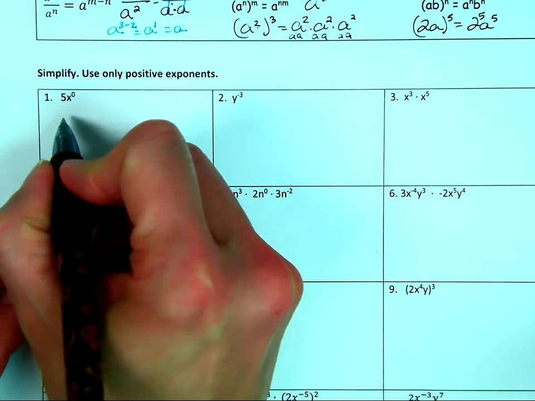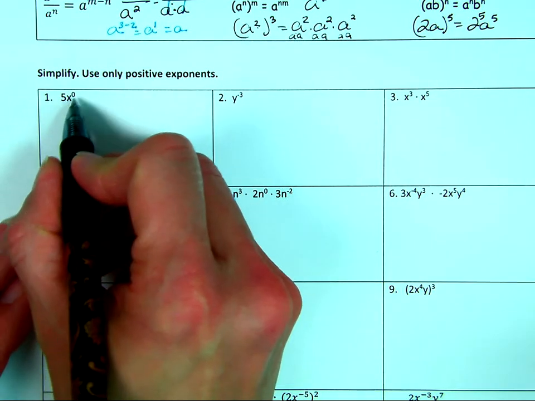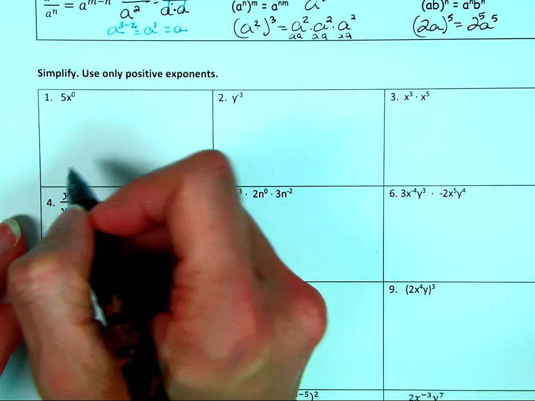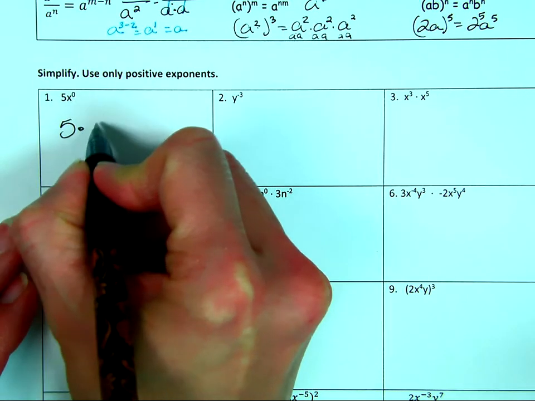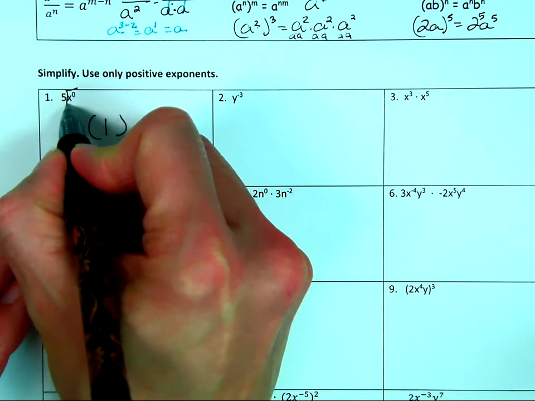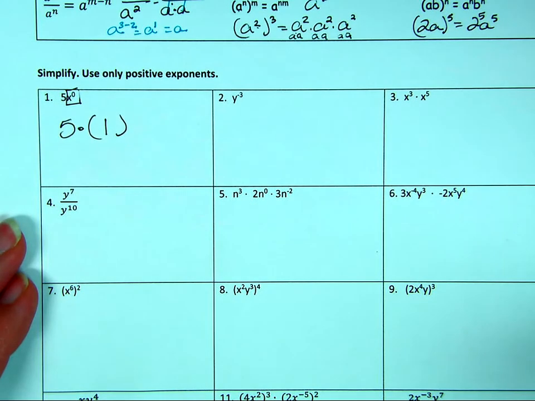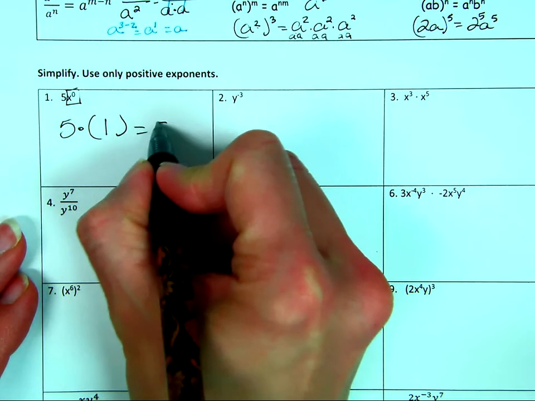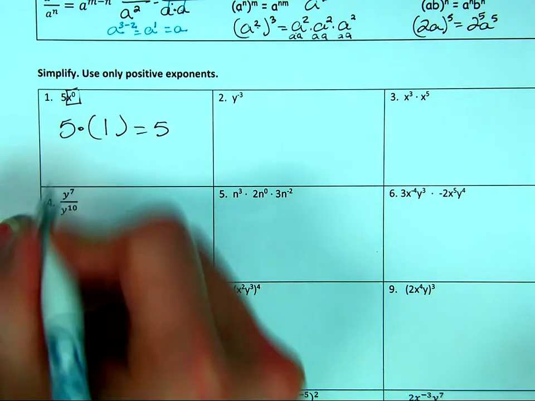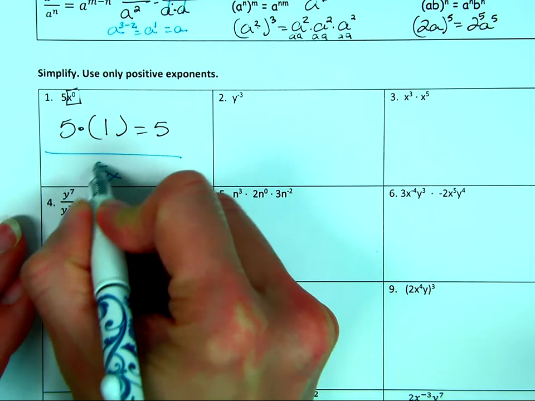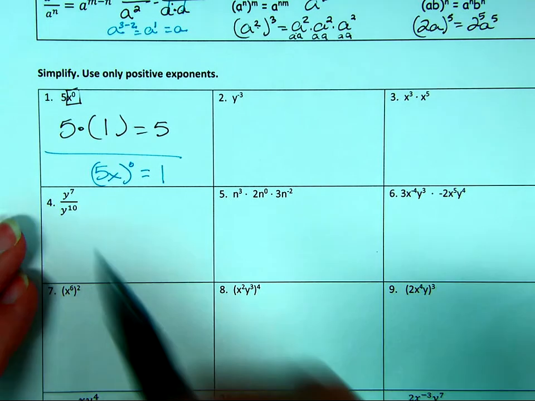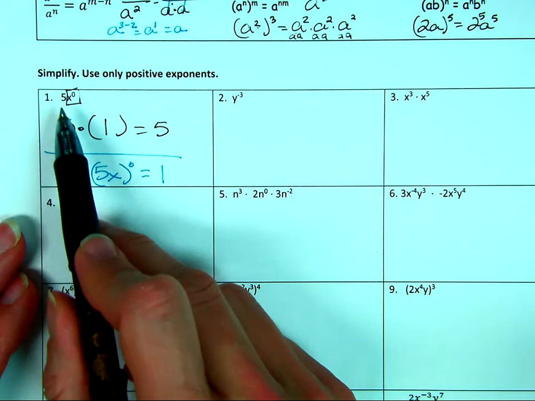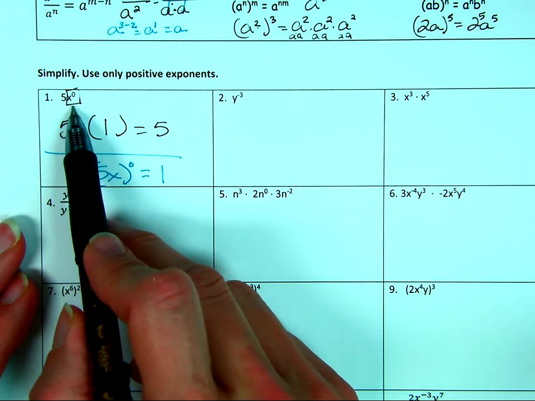Okay, so here's the tricky one. 5 times x to the 0. Some people see the 0 and they think, oh, it must be 1. But it's 5 times 1, because this is 1, but 5 is not 1. 5 is not raised to the 0 power, so 5 times 1 is 5. Now that's different than if I said 5x whole thing to the 0. That would be 1. So keep track of that, because sometimes that can trick kids.